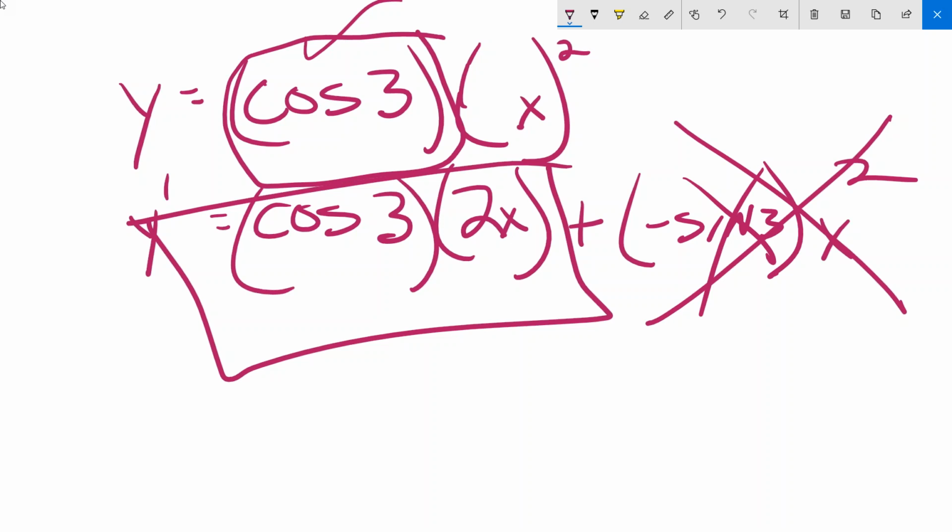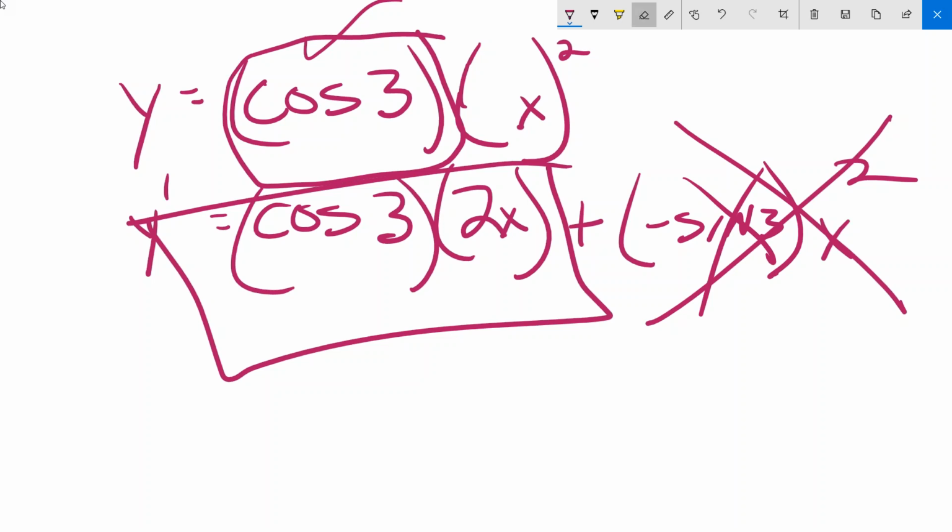It's only if there's a variable in there that the derivative is minus sine. And it's the same with, say, natural log of 2. If you want to take the derivative of natural log of 2, it's a number. So the derivative of it is 0. It's not 1/2.